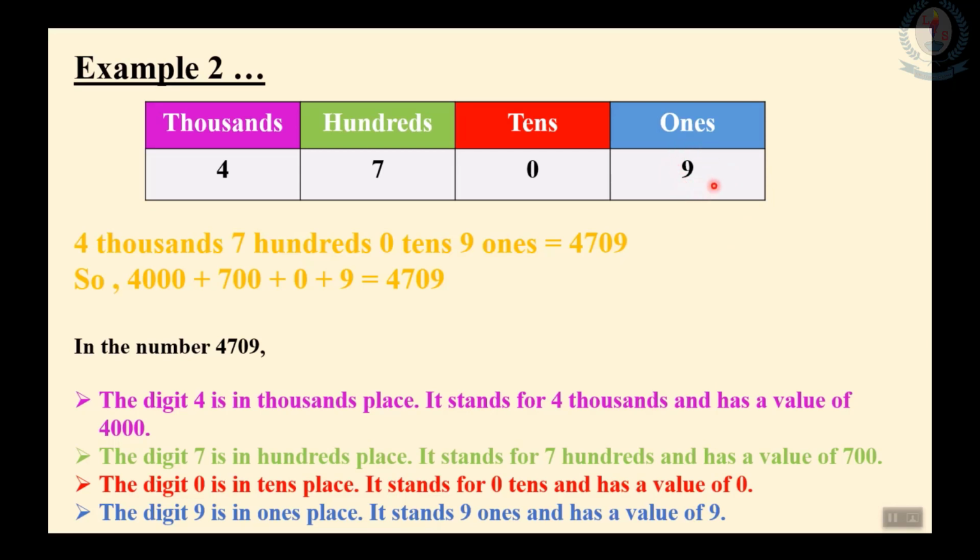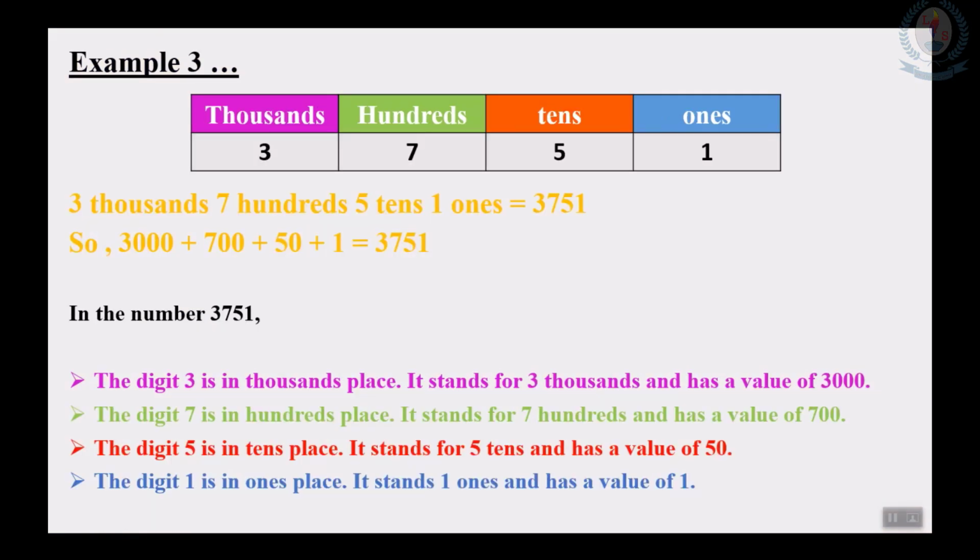This 9 is in ones place and has a value of 9. This 0 is in tens place and has the value of 0. Then the 7 is in hundreds place and the value is 700. Then this 4 is in thousands place and the value is 4000.